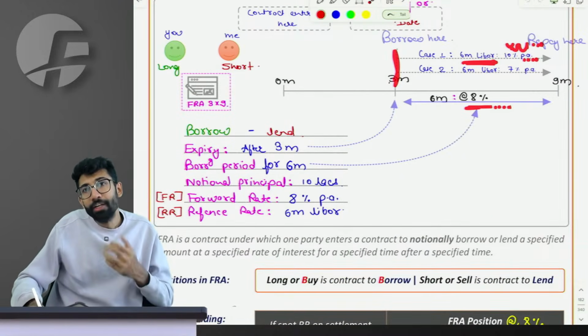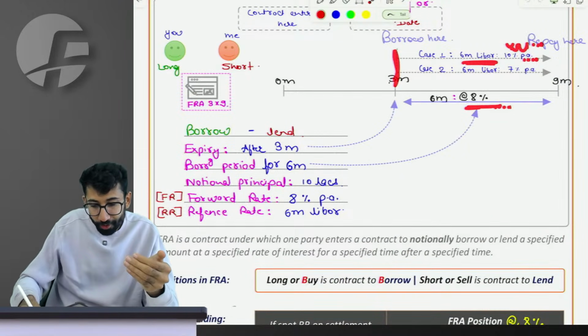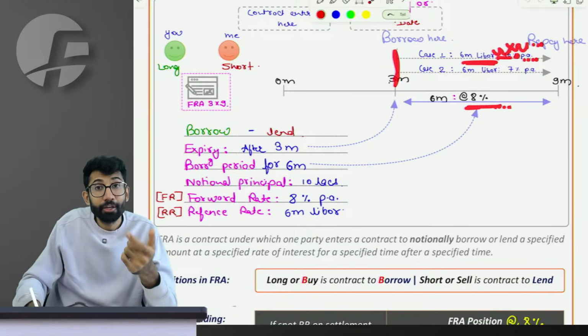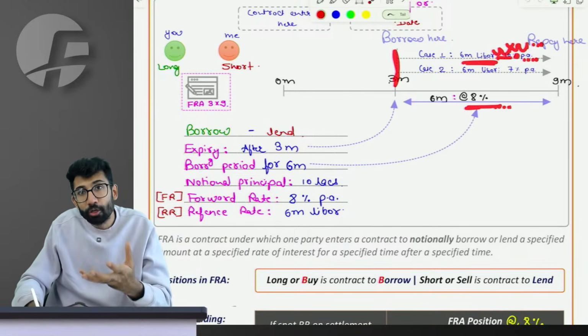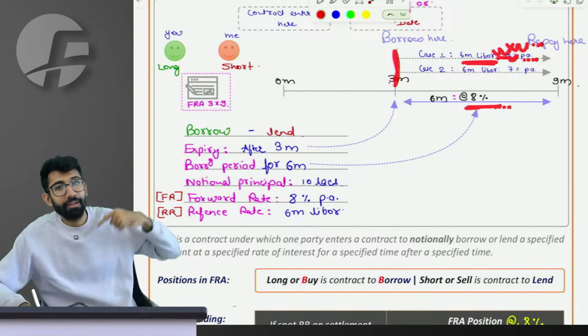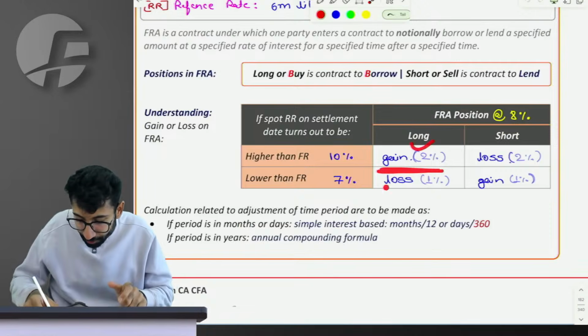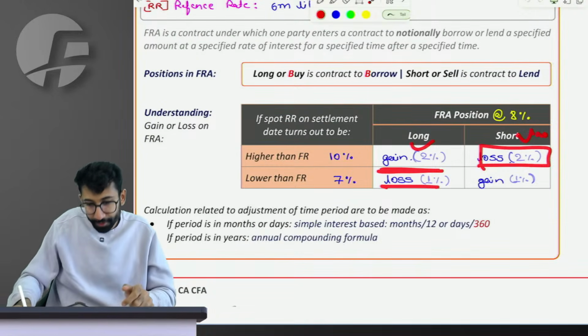Similarly, I entered into a contract to lend at the rate of 8, and the rate of interest in the market is 10. I feel a loss. Despite the rate being 10, I will have to lend to you at 8% because I have agreed to it. It is a loss to me of 2%.